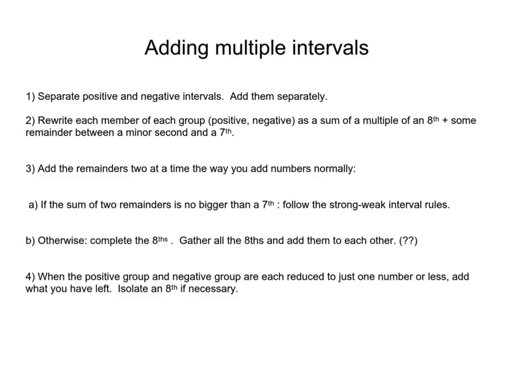Fourthly, when the positive group and the negative group are each reduced to just one number or less, it could be a big number, but one number or less, add what you have left. Isolate an eighth if necessary. If you remember, we did that in the last video. We're going to cover examples, don't worry about that. You won't have to remember all these rules after seeing the examples. It'll be obvious what to do when faced with a sum. You're not going to constantly be saying, did I follow step 1? Did I follow step 2?